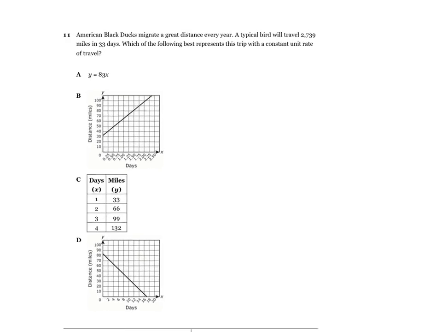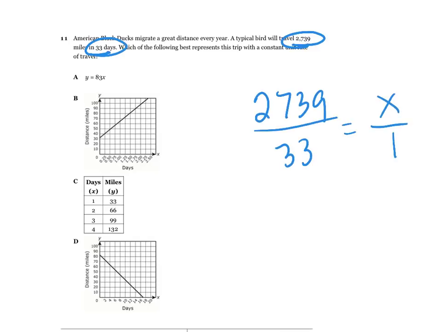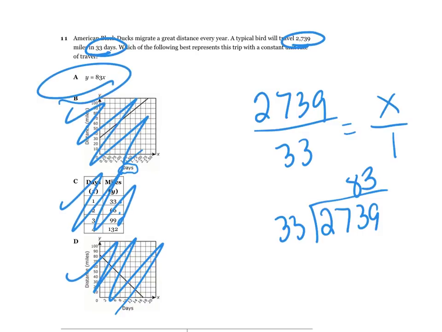Okay, so American black ducks migrate a great distance. It tells you this typical bird travels 2739 miles in 33 days. So we need the per day rate. If you divide 2739 by 33, you get 83. This doesn't even make sense. This sort of makes sense, but it doesn't go down because they're going further, right? This doesn't make sense because this is 33 miles in 1 day. No, it goes 83 miles in 1 day.